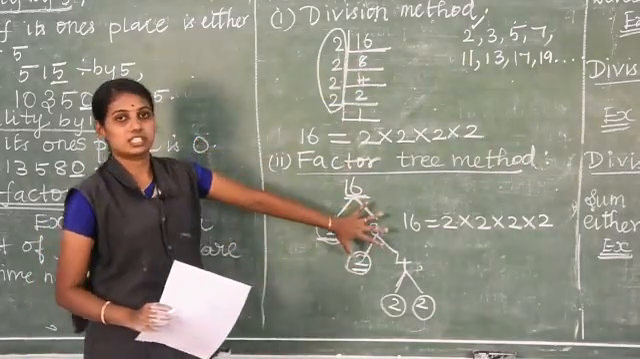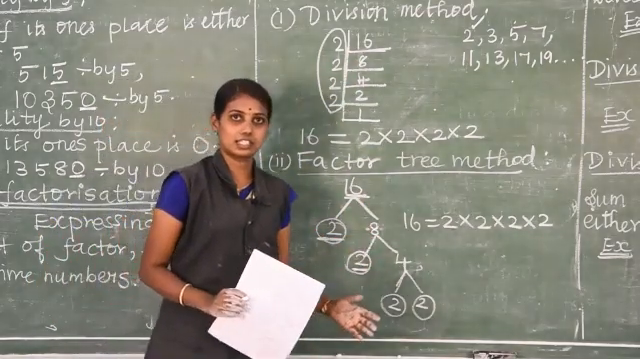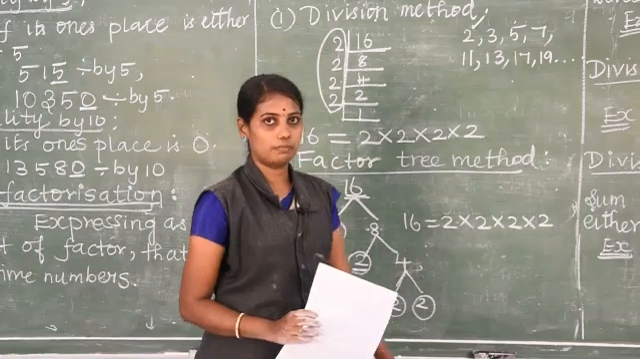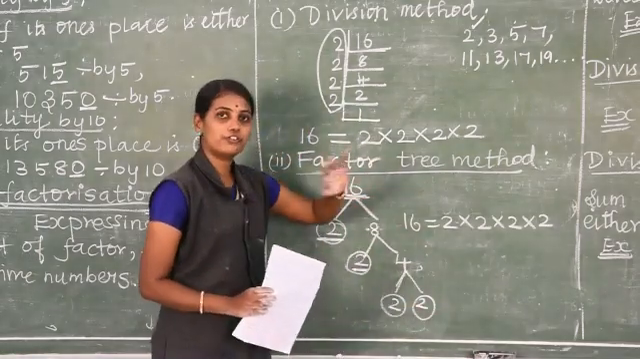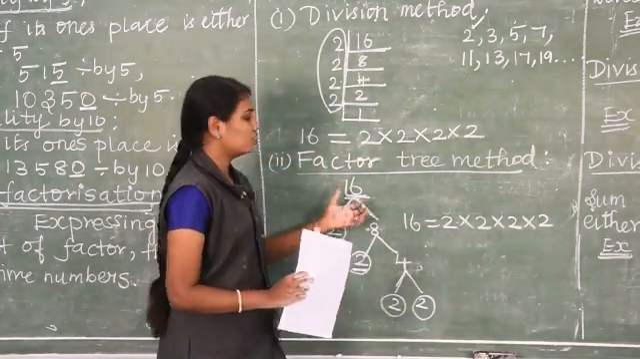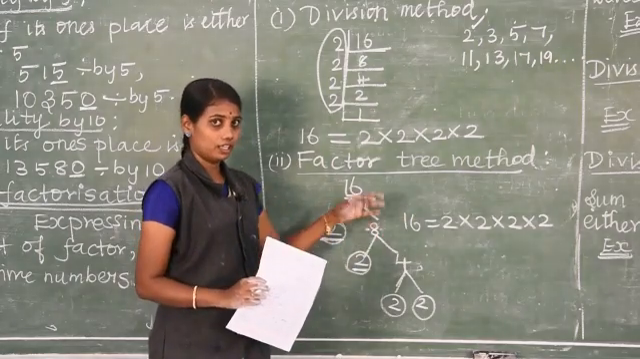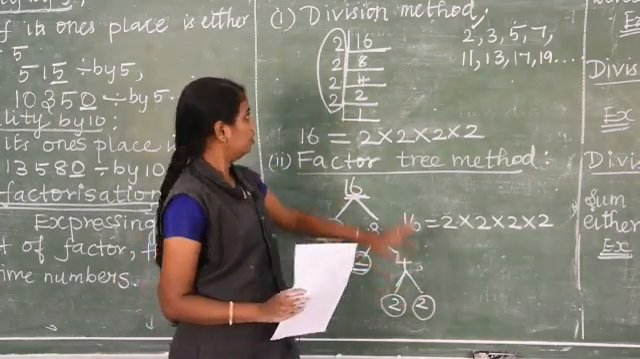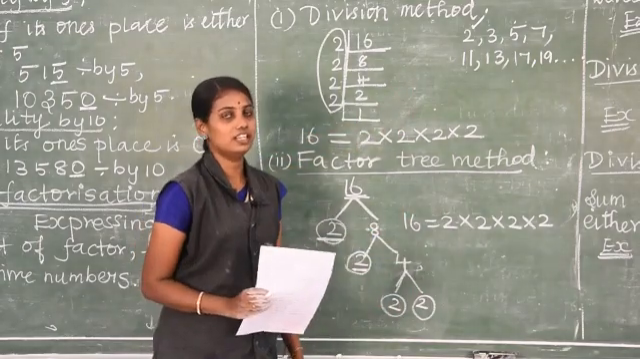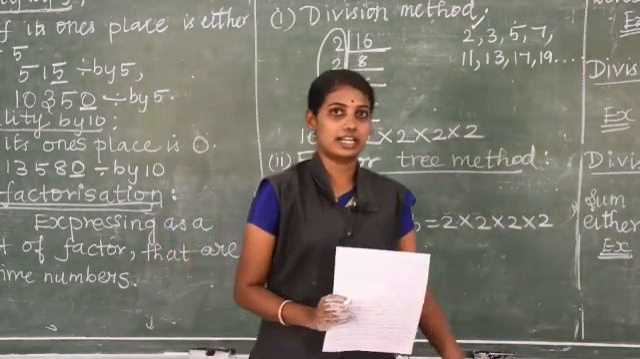Both methods are correct, but in the higher classes we will follow only the division method. The factor tree method will not be followed everywhere, because when you go for the lengthiest number, a 5-digit or 4-digit number, the space will be occupied more. So we will follow the division method. It is also a very easy and understandable method.